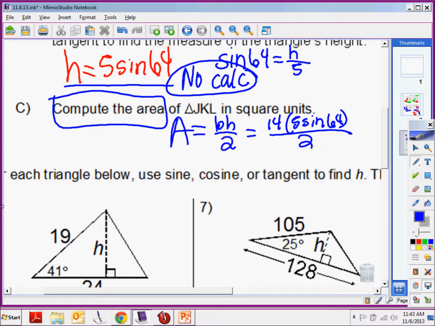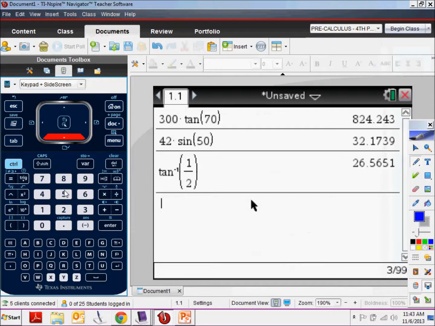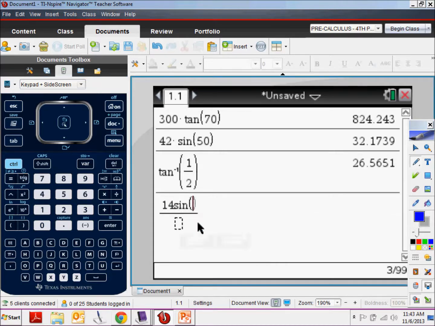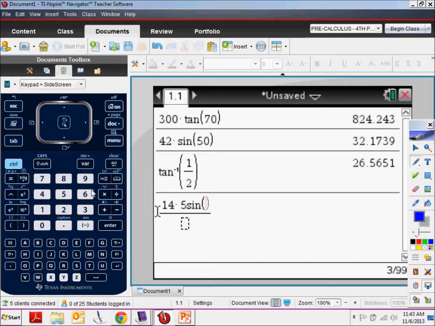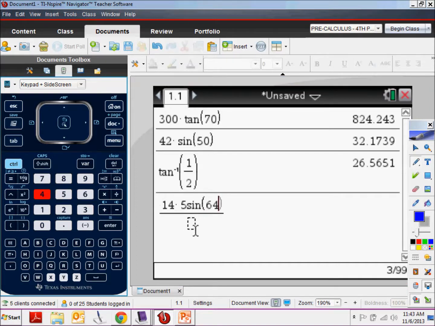Because it's going to give me my exact value, I go to the calculator and I'm going to put in 14, I forgot the 5, times 5, sine of 64, divided by 2. That's it. There's nothing else for you to do. On the problem right now, we're going through the steps for you to remember to find the height.